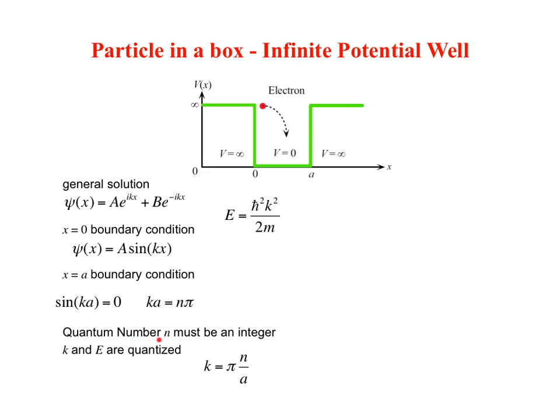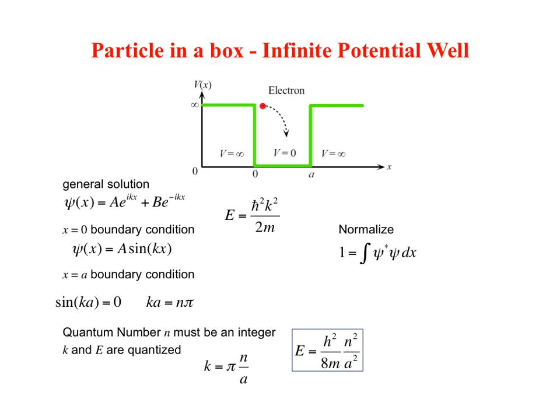We call n the quantum number because this condition comes from quantum mechanics, and we say that k is quantized because it can only have specific values depending on the quantum number n. Now, because energy depends on k, energy is also quantized. Substituting k equals pi over a times n gives the quantization of energy, that energy equals h squared over 8m times the quantum number n squared divided by a squared, where a is the length of the box.